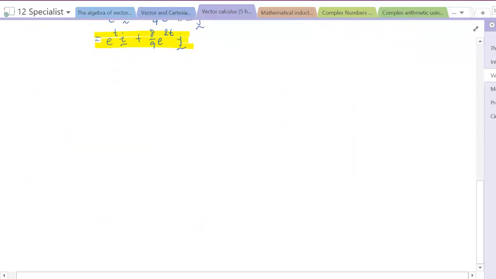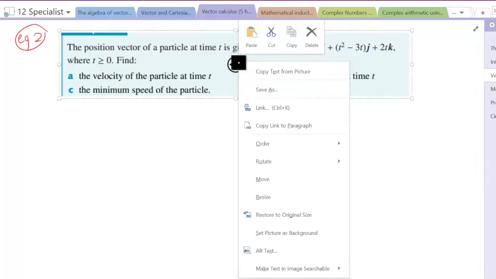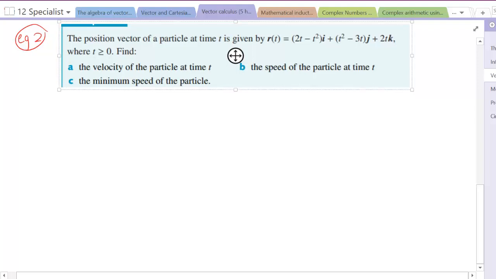Okay, so we'll look at a second example. In the second example, again, directly from the textbook, we've been given a vector function in 3 dimensions where t is greater than or equal to 0. Initially, it wants us to find the velocity of the particle at time t. So we're looking for a velocity function.